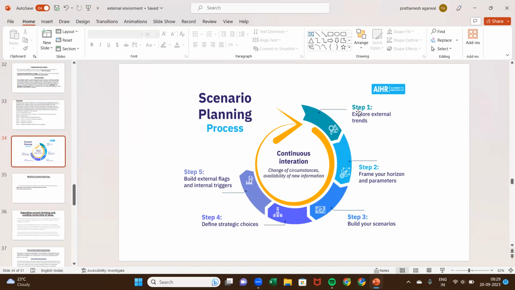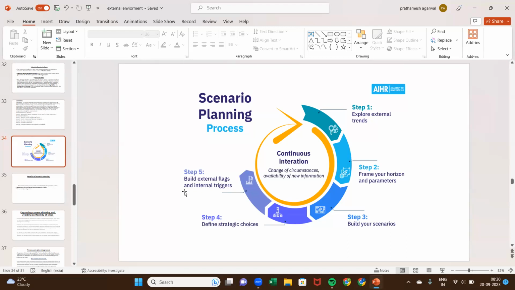Now just see, step one, we are exploring external trends, right? Step two, we are framing our horizon and parameters. Now step two is dependent on step one. Then build your scenarios. We are building some scenarios. Okay, now I said earthquake. Then I am defining my strategies as per the earthquake. Now it is not necessary that when I'm doing scenario planning, taking earthquake into consideration, there has to be an earthquake. No, we are just looking at the future aspects and we are planning.